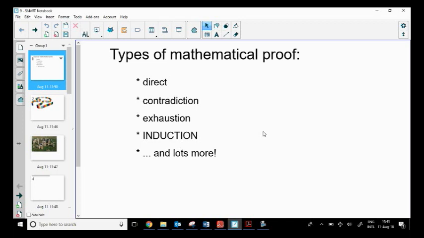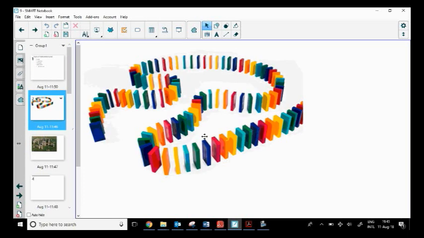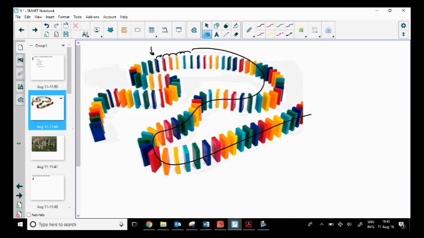The idea of induction, the metaphor that tends to go with it is that of dominoes. So basically, I've got a set of dominoes set up here, and if I were to knock over any one of these dominoes, like if I knocked this one over, then the next one would fall over, and the next one, and the next one, and so on, and eventually all the dominoes up to the end would fall over.